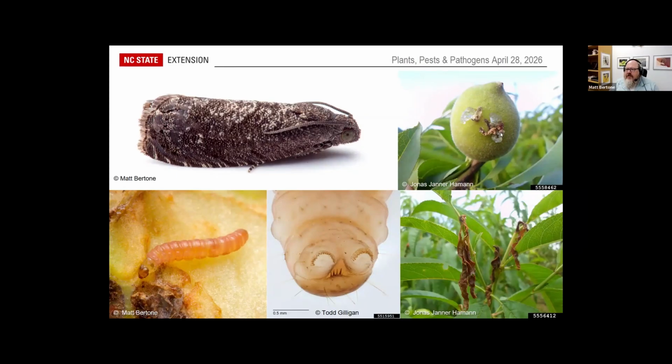And here's some gummosis from boring and the frass. You can see it's almost like sawdust coming out, and then this is shoot damage from the trees. So with these moths, the larvae will bore into both fruits and shoots of the trees and can cause damage.